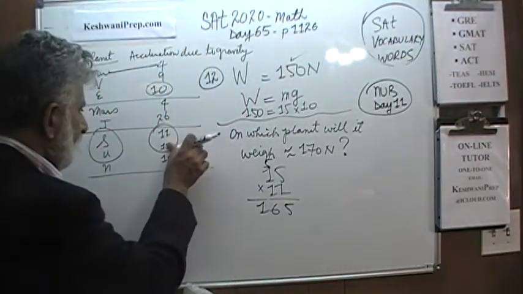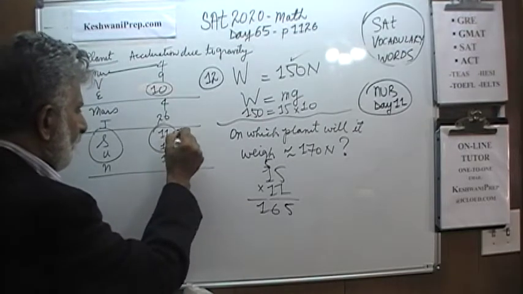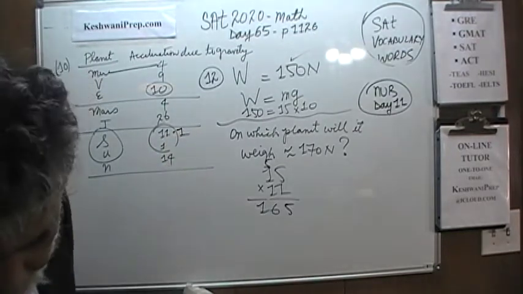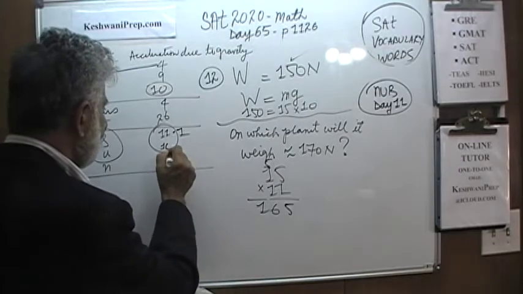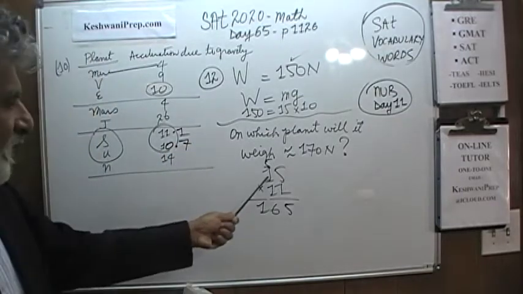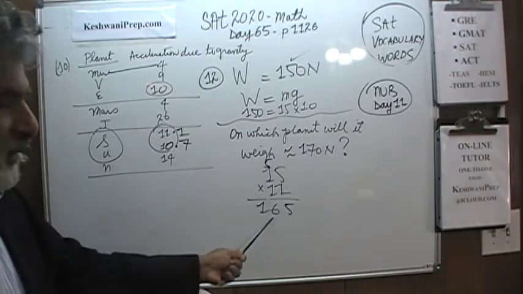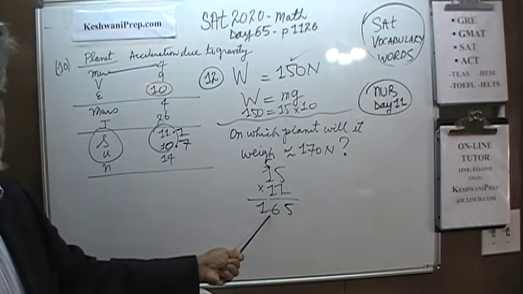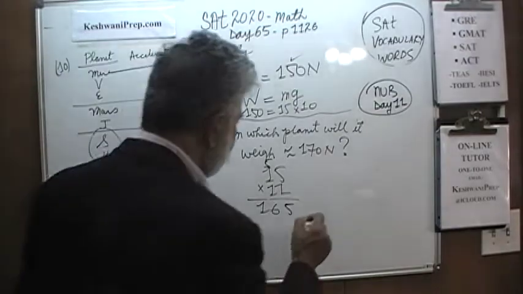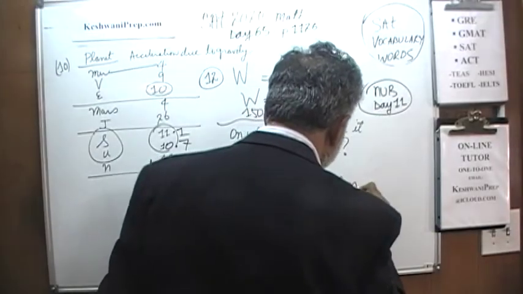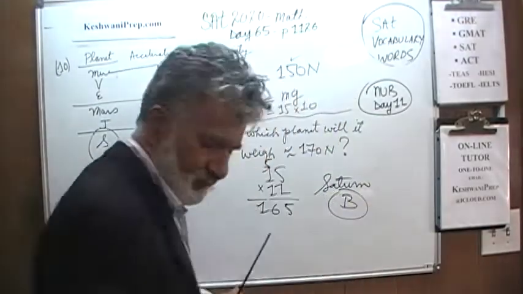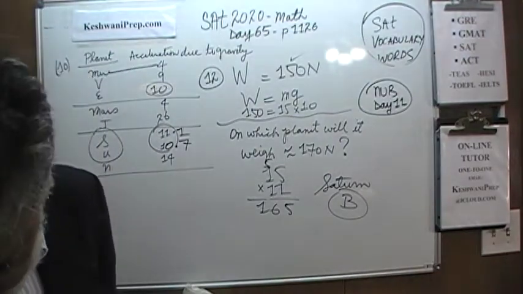Now we can take a look at it carefully. This is 11.1, and the other one was 10.7. If you were to multiply 15 by 10.7, it'll be even lower than 165. It has to be Saturn. The answer is B. Answer to this problem is B.